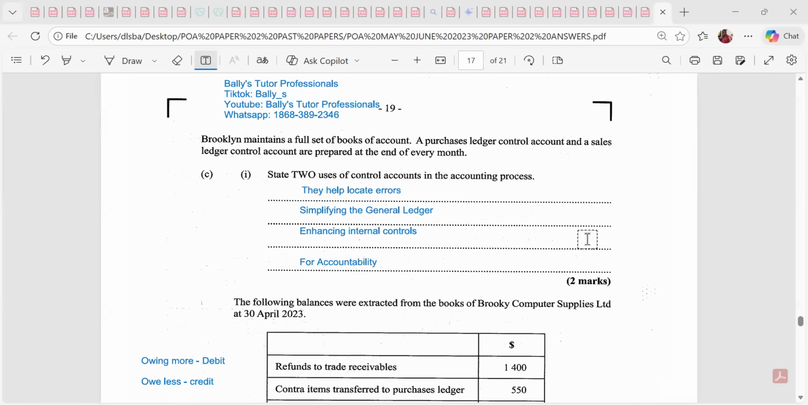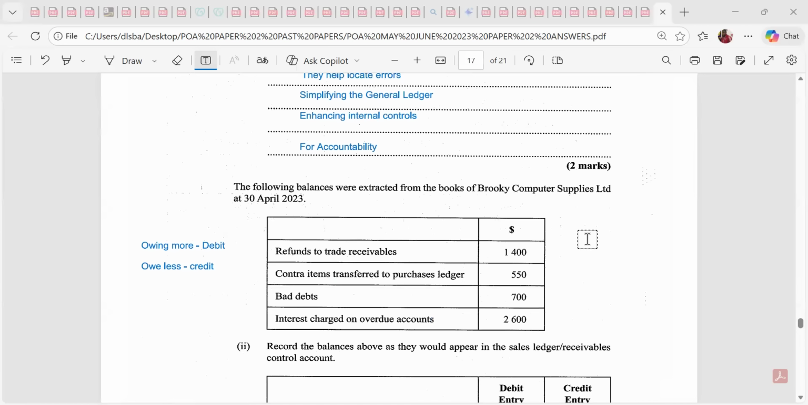The following balances were extracted from the books. So it looks like we have a control account to do. I'm not saying control account, bank rec, and errors come out all the time. I'm just saying we just do 3 papers, and in every paper at least one of them comes. Sometimes 2 of them come. That's all I see now, but it's thrown out there.